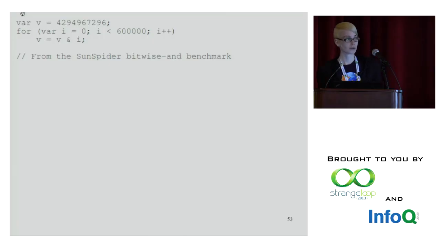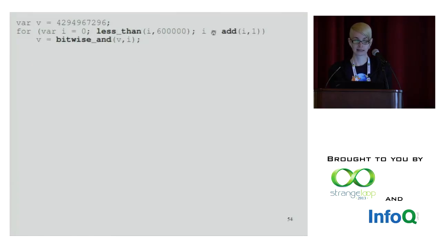So how does this work? Well, a very simple example here. Suppose we have a loop that does a lot of bitwise AND. So each iteration, it will compute the bitwise AND of v and i, and also increment the loop counter i. So this is actually from the SunSpider bitwise AND benchmark. So to a compiler, this loop will look a little bit more like this. That is, each operator is actually sort of like a function that has some complex logic hidden inside.